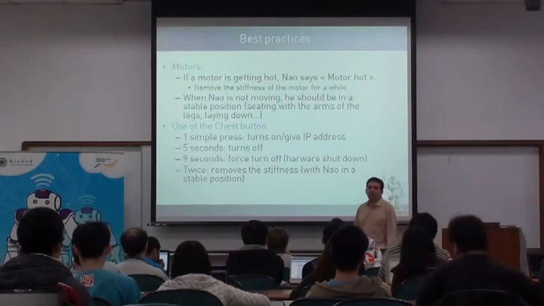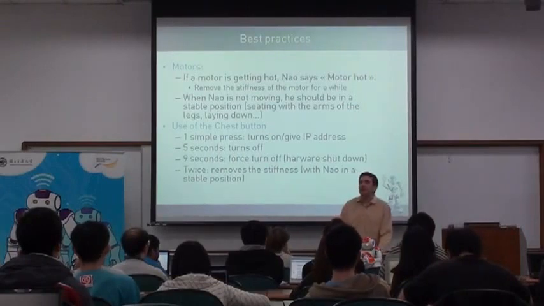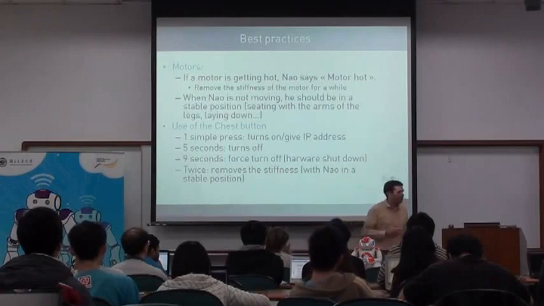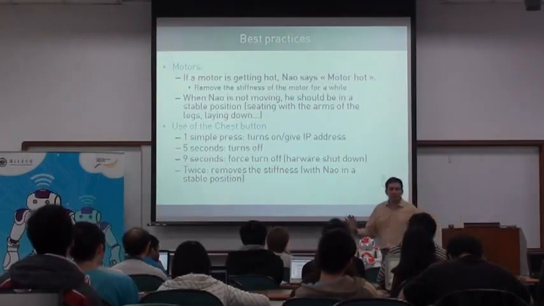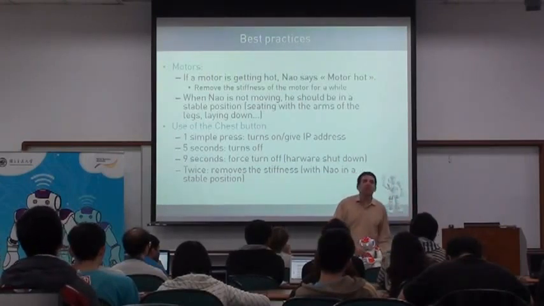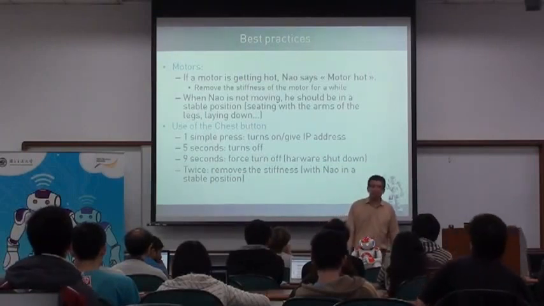And if you press 2 times, it says stiffness removed, so it removes the stiffness. So if your robot becomes crazy or does some strange animation, you can just double press, so it doesn't have the stiffness and will stop moving.